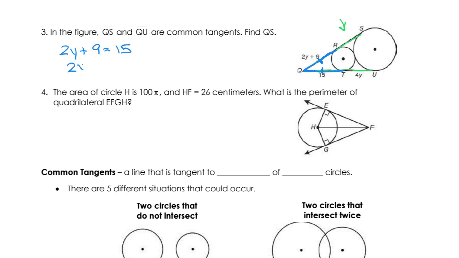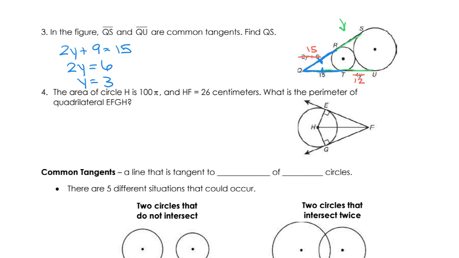If we subtract 9, 2y comes out to equal 6. And divide by 2, y comes out to equal 3. So now that we know that y is 3, we can substitute it in. 4y, or 4 times 3, this segment now becomes 12. If we substitute in here, 2 times 3 is 6. 6 plus 9, this segment comes out to be 15.